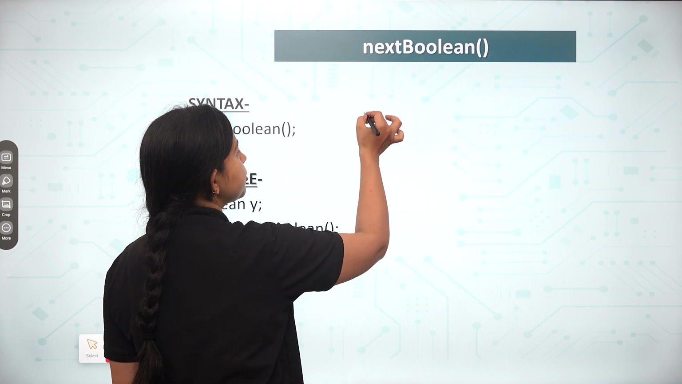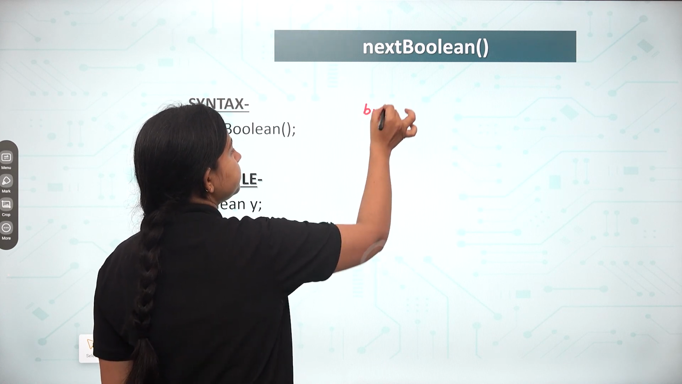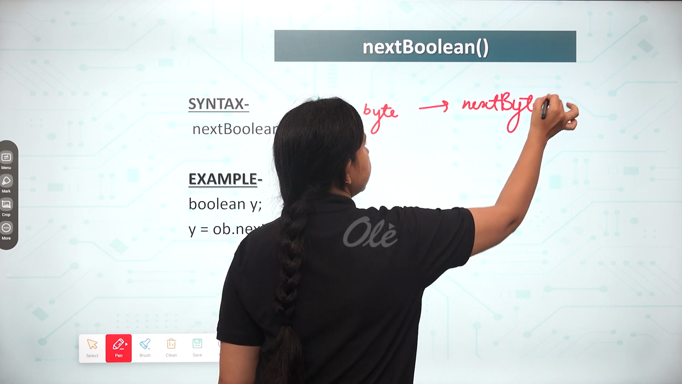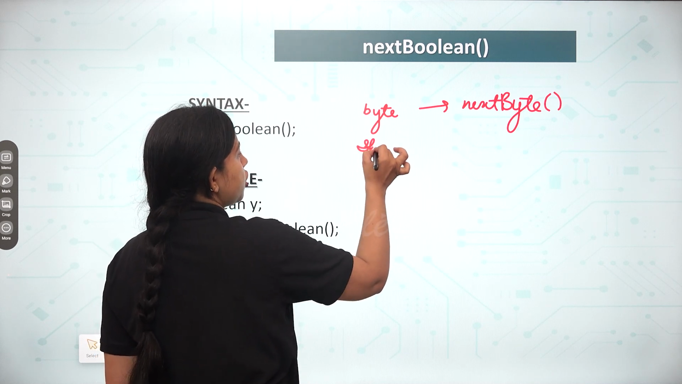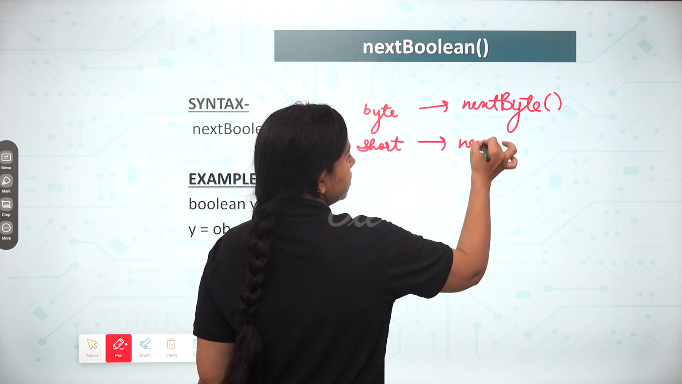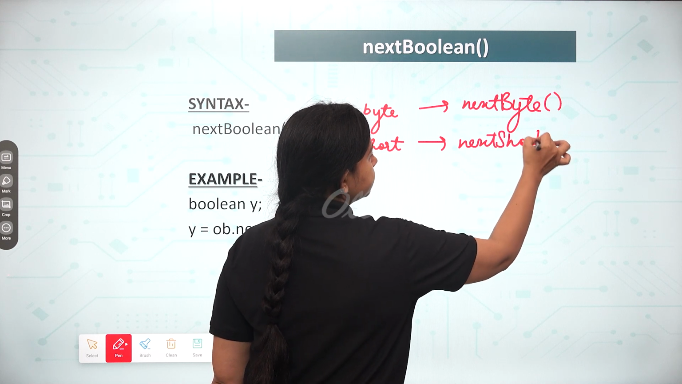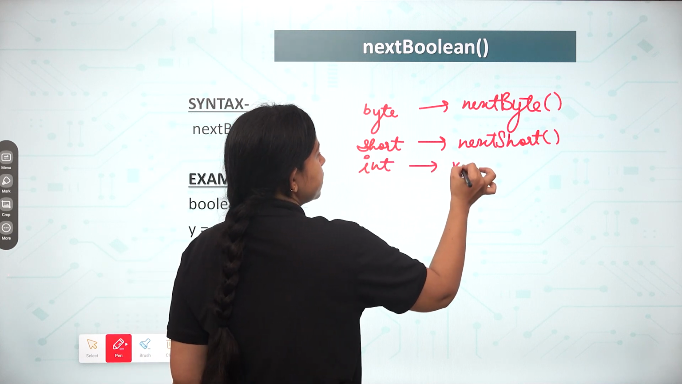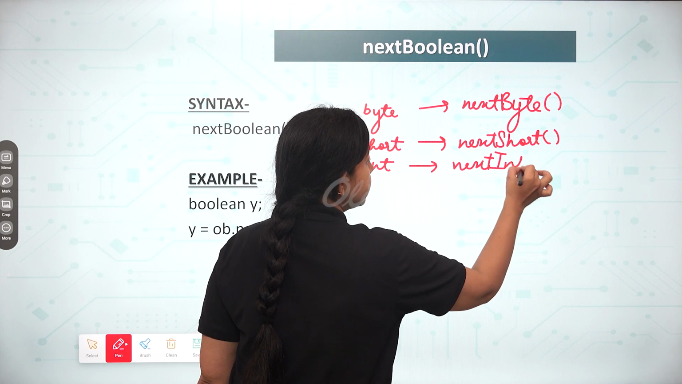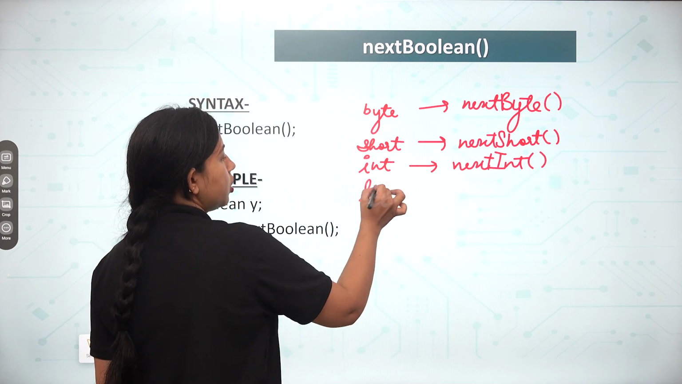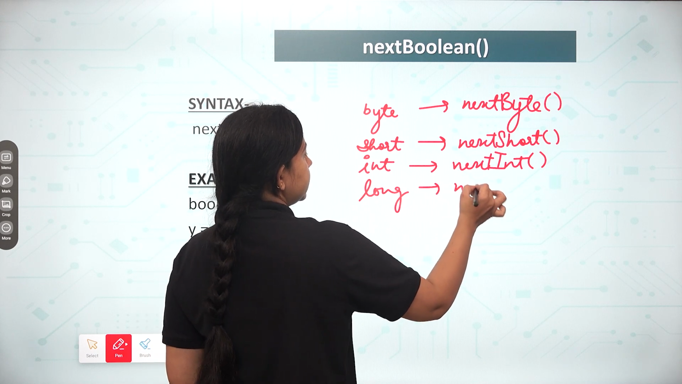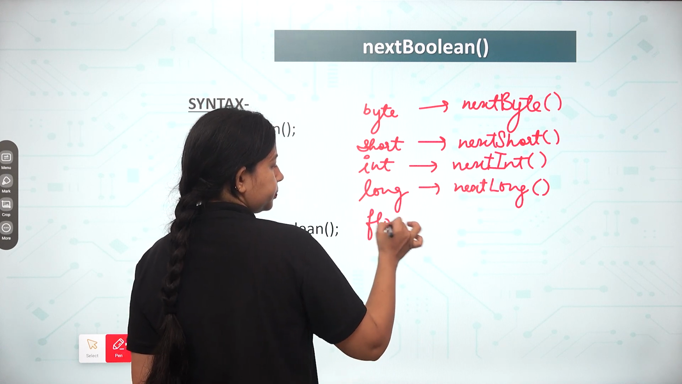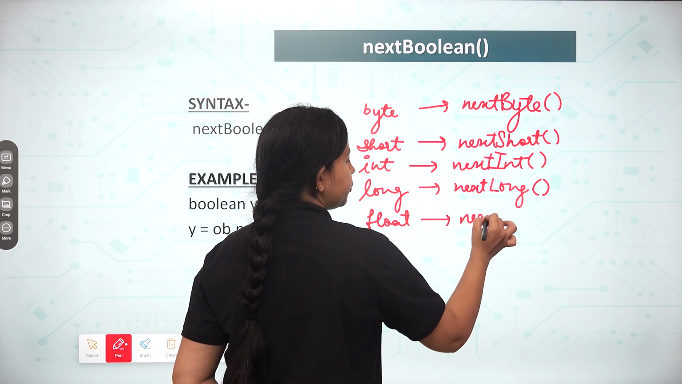How many primitive data types do we have? 8. Starting with byte. For byte we have the nextByte method. Clear? Then we have short, that is nextShort. Now the next is int, for which we have nextInt. There is no gap between next and the method name. Then long, nextLong. The next is float. We have nextFloat.